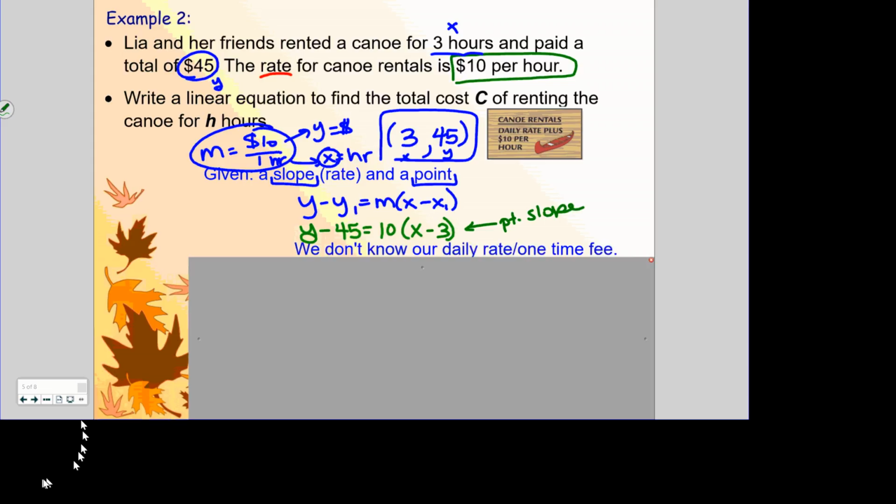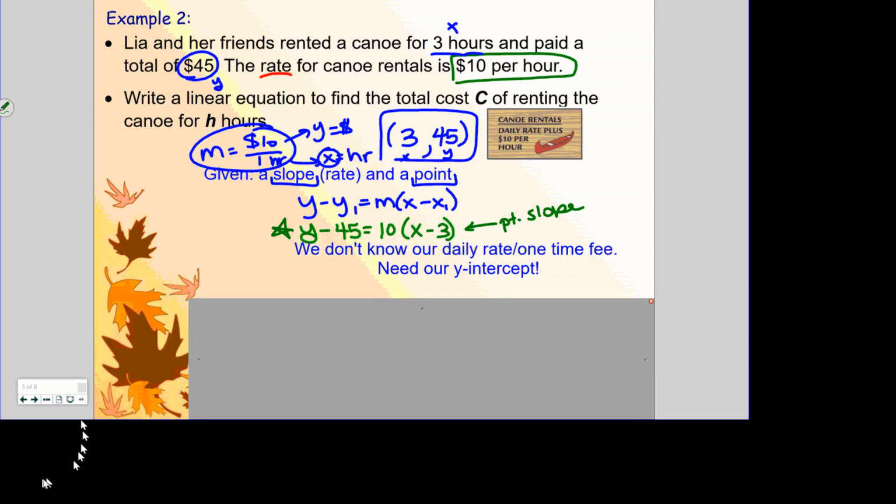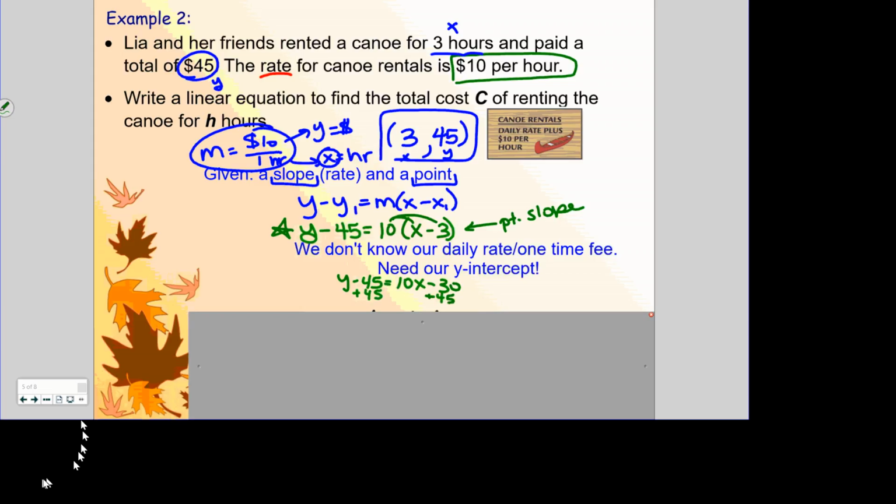What we don't know, though, is the starting amount. So in order to find the starting amount, or that one-time fee, we could pull that if we had it in slope-intercept form. So the b value would tell us that one-time fee for renting the canoes. So what we can do now is transform from our point-slope form equation to slope-intercept because we need our y-intercept. So to do this transformation, we would distribute first and then add the 45 to both sides.